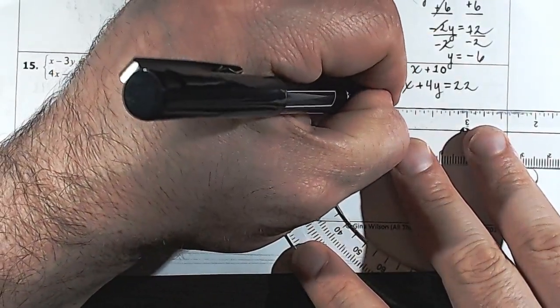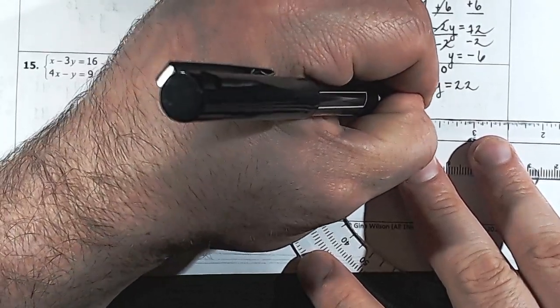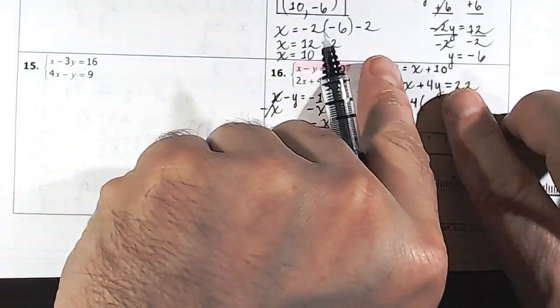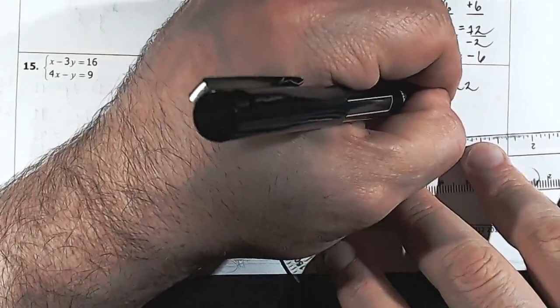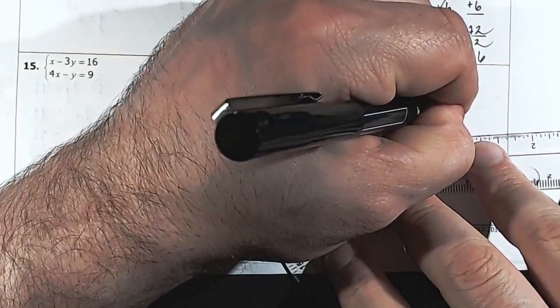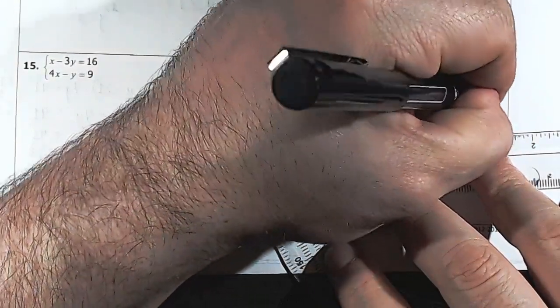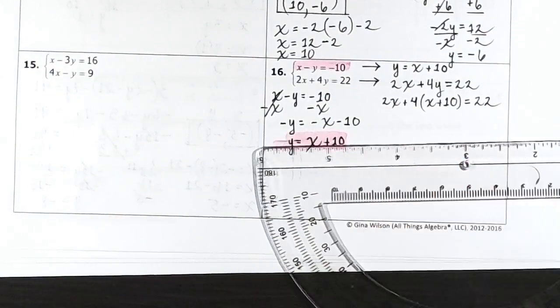I'm going to write 2x plus 4, open parentheses, and now I'm going to put in here this x plus 10 in this parentheses. X plus 10, close parentheses, equals 22. All right, now I bet you could pause and solve from here.